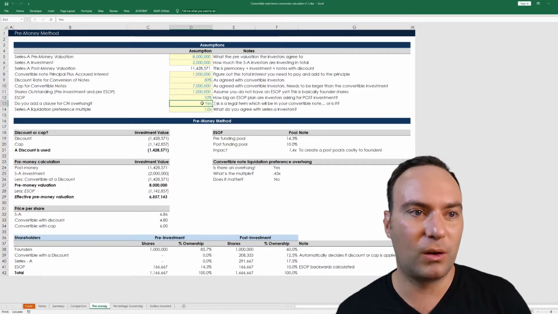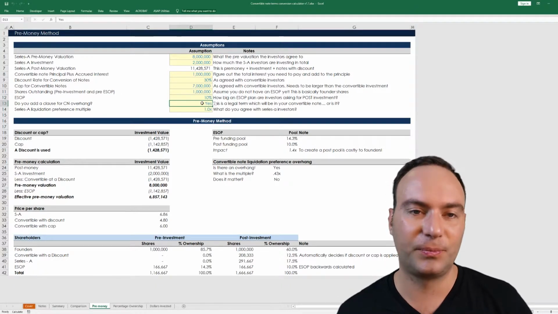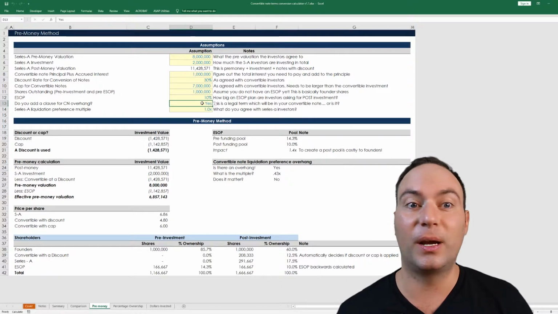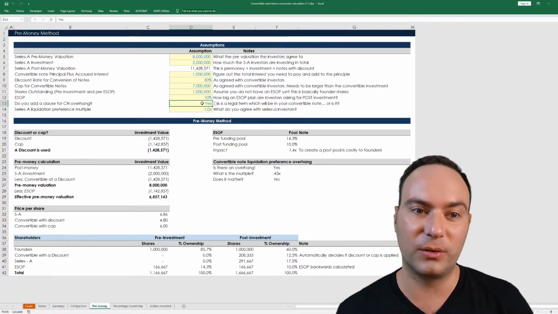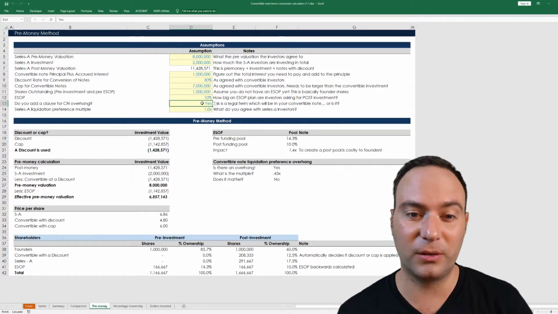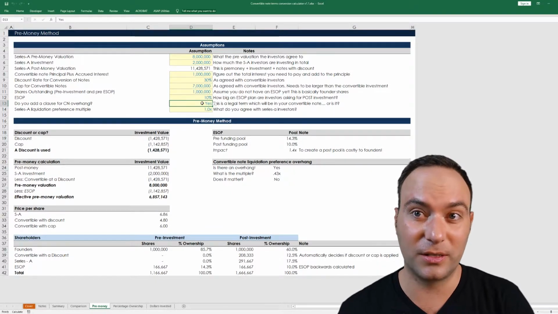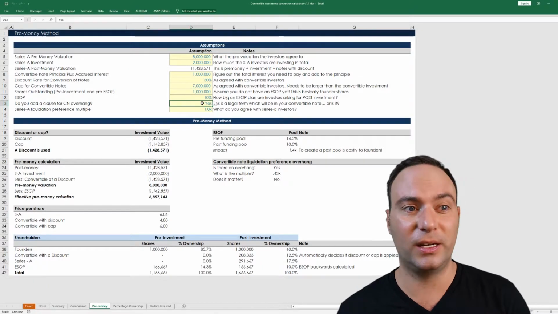Now, the clause for convertible note overhang. I'm not going to go into this right now because it's quite technical and I don't need to explain it in the video for these purposes. I have a blog on convertible note terms that you don't understand, which you need to read, which I'll put in the link below.